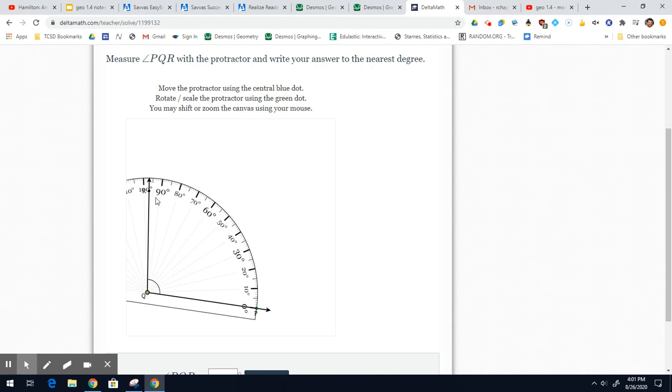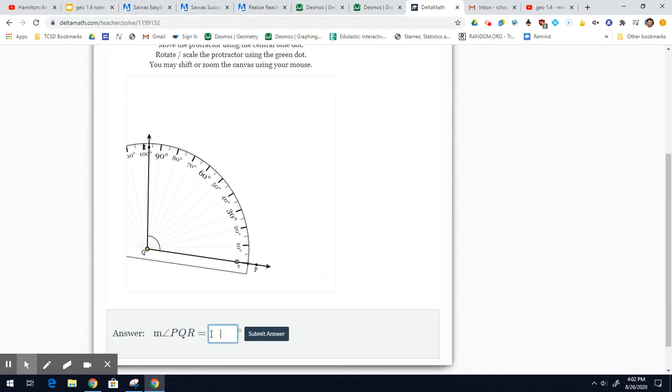And now I can see sort of where it's going through. If I want to make it smaller, I can just drag the green dot down that leg, that side, until the other side of the angle does cross across the protractor. And now this is going to be an obtuse angle, just barely. So I'm going up to 90. Looks like 95, 96, looks like a 97-degree angle.